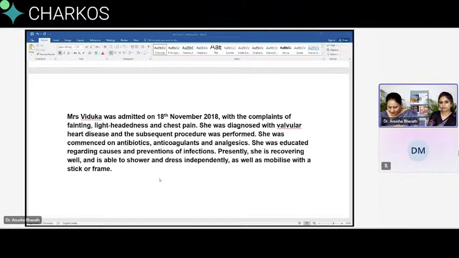Well, I think the viewers have also understood the concept very well. See, Priyanka has replied, now she is recovering well, when we asked about her current status, and Kathy has also replied that she is recovering well and can independently shower and mobilize. Yes, so it's nice to know that they have understood the concept. So we are happy about it.